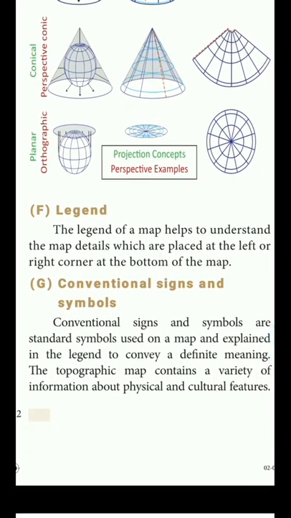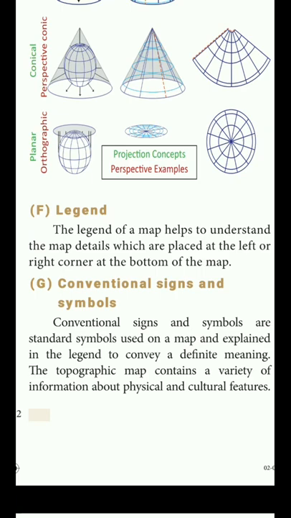What do you know about this legend? In some maps, you can see at the bottom of the map on the left side or the right side, they may mention it. For what purpose have they mentioned this legend? In Tamil, we say Nilavarapadam Kuripu. Okay. Legend. The legend of a map helps to understand the map details which are placed at the left or right corner at the bottom of the map. So, where can we see this legend? Students, listen. The legend of a map helps to understand the map details which are placed at the left or right corner at the bottom of the map.